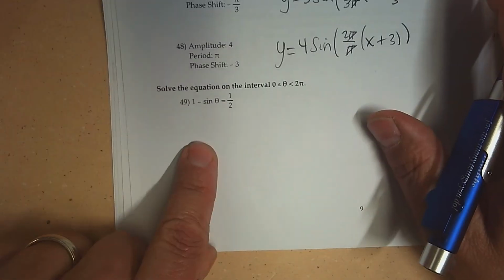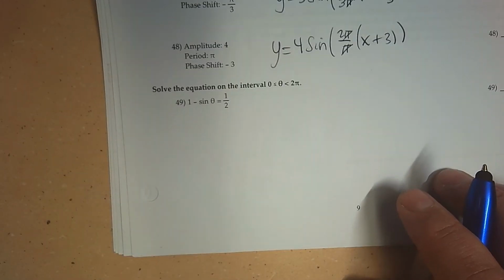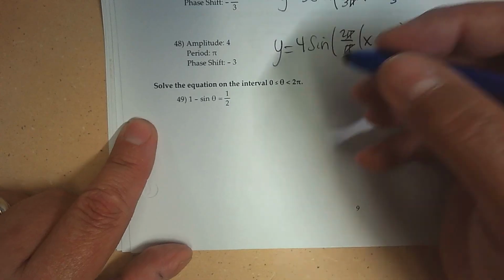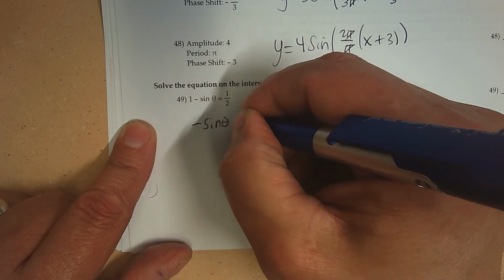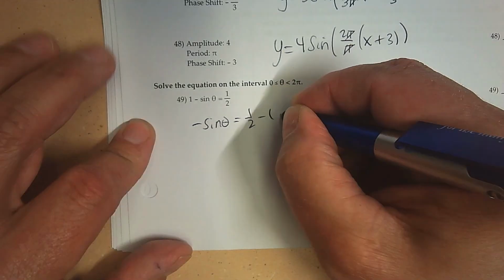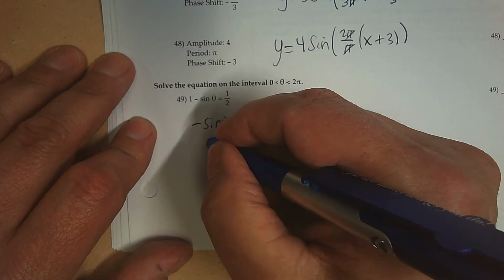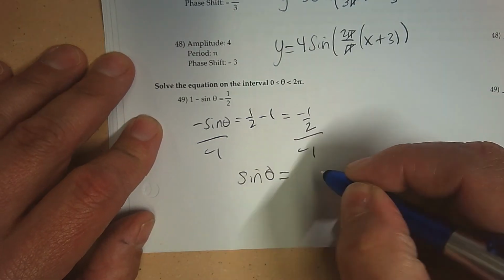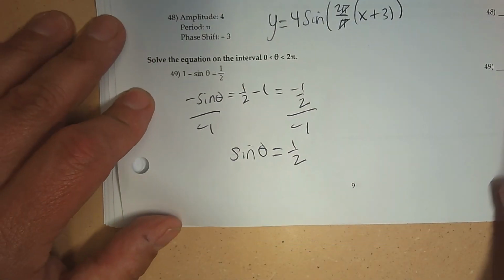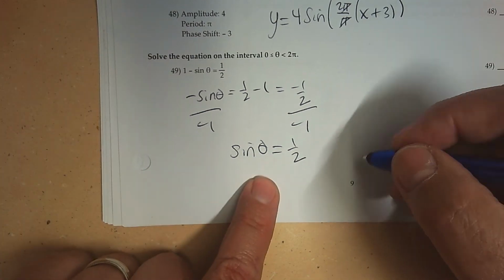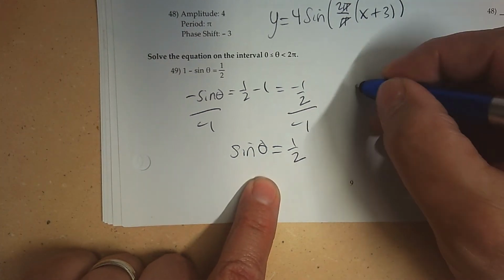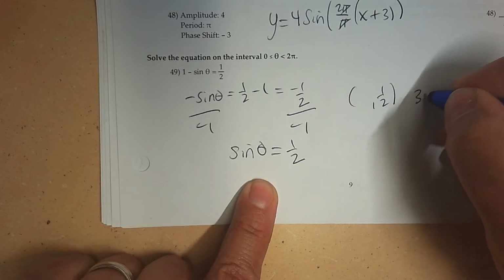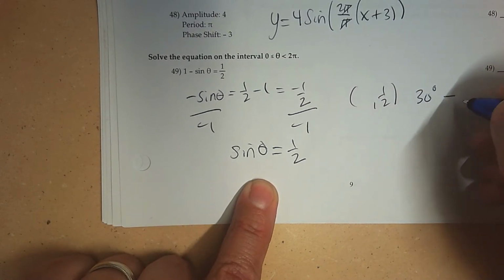Here's one where you're solving an equation. So to solve this equation, we're going to get sine by itself. So step 1, I'm going to subtract 1. That's -1/2. And then I'm going to divide by -1, so that sine theta is equal to +1/2. So I need to know what's the reference angle when the y coordinate's 1/2. So that's 30 degrees. The radian is pi over 6.